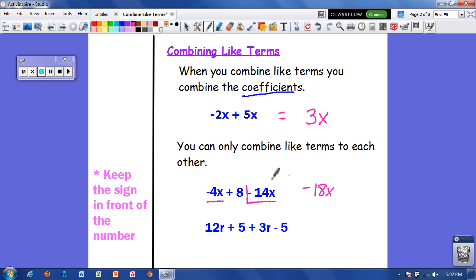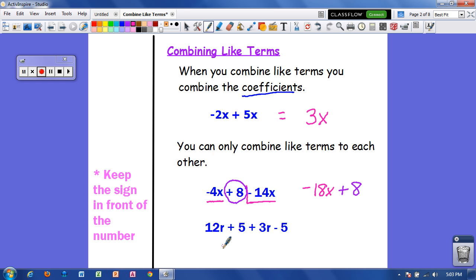Now what we're going to do is we're just going to add this on to the end. So we have negative 18x plus 8. We cannot combine that because they are not like terms. 8 does not have the x behind it.